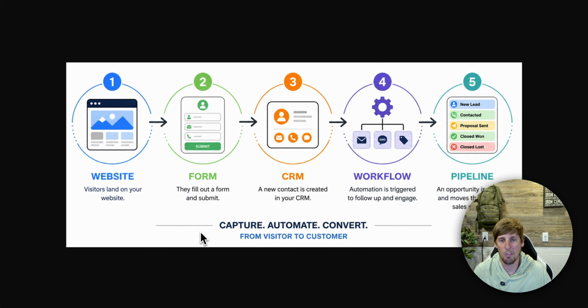It comes into the GoHighLevel CRM. A new contact is created for you. And then the workflow starts from there with automations and email follow-ups and triggers that are fired from there. That puts it into an opportunity pipeline, and you can actually track all that. We're going to show you all that right now, so stay tuned, follow along.